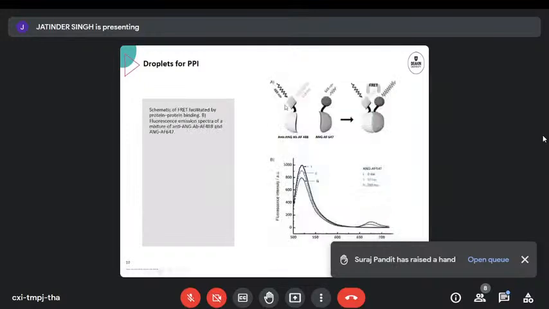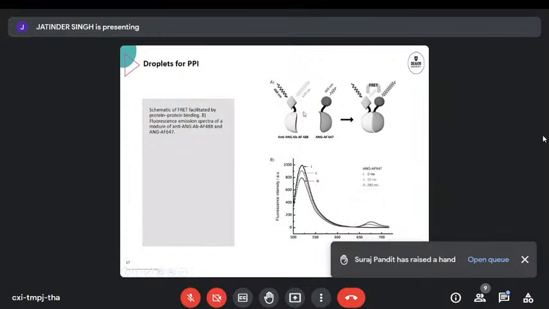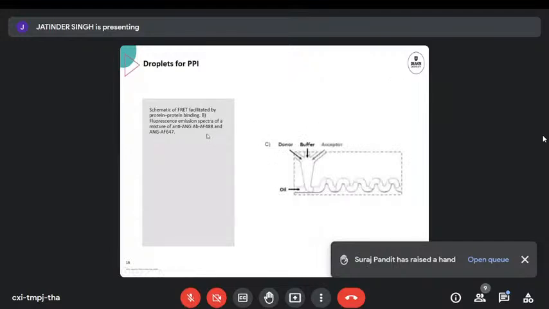So again, this could be used using FRET for studying protein-protein interactions, where we only get a FRET signal if our target bound with the FRET probe and we got the response, we could measure it. So here we've got a donor phase, a buffer, and the acceptor phase. We get the droplets being formed.